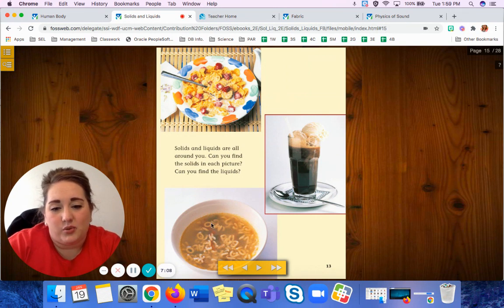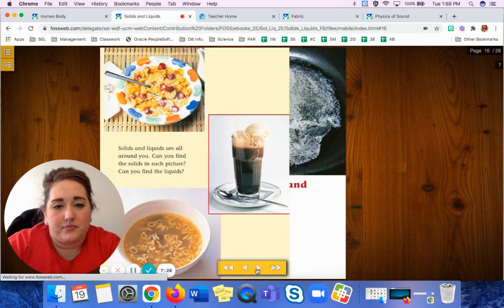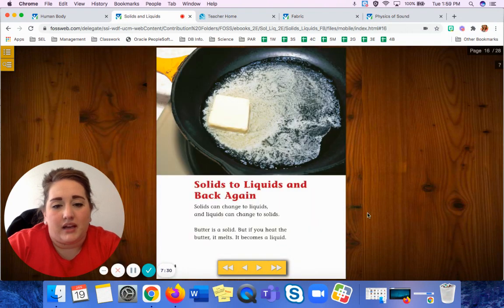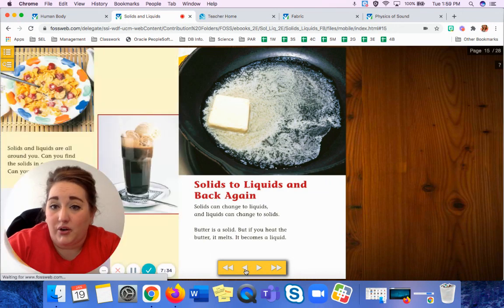And then here we have a bowl of soup. Where are the solids? The solids would be the noodles and the vegetables, right? There's some orange and green, so maybe carrots and beans and noodles. And then the liquid would be the broth. Okay, and that is our story for today. We will read this one tomorrow.